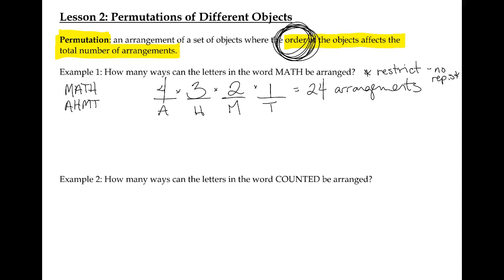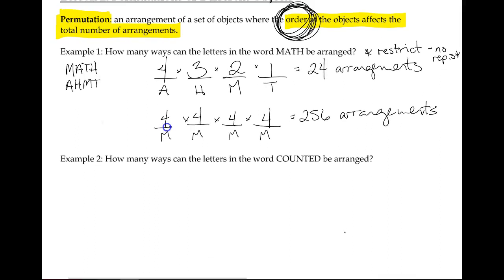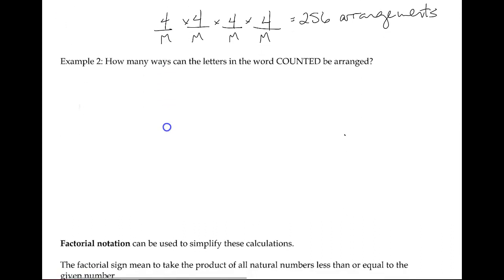Again, if we didn't add that restriction, then I'd have 4 options here. I could choose M, M, M, and M, so I'd have 4 options for all 4 blanks. In which case, that would give me 4 times 4 times 4 times 4, which I'll have to use a calculator for. That's 256. So we see in this example that one little restriction, which seems pretty insignificant, made a significant difference in how many arrangements I have to work with. So that lack of repetition is really, really important.